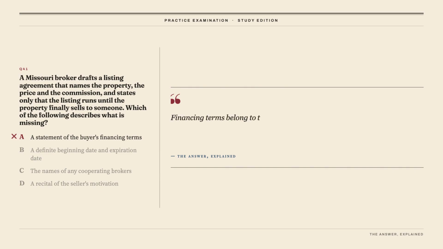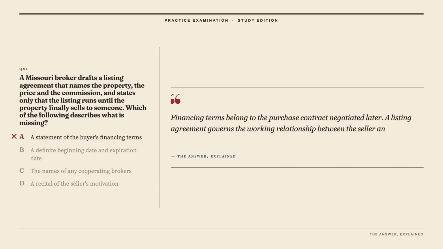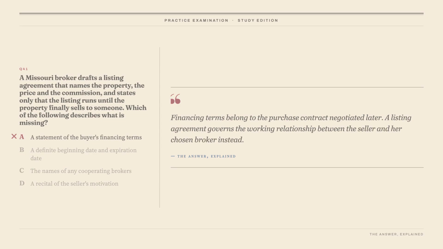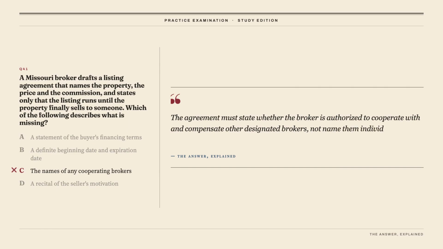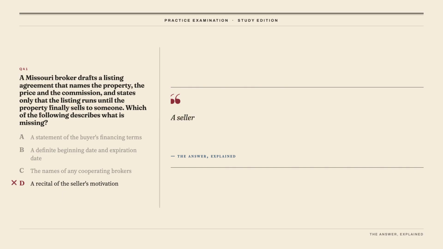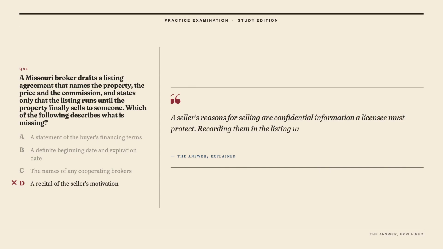A is wrong because financing terms belong to the purchase contract negotiated later. A listing agreement governs the working relationship between the seller and her chosen broker instead. C is wrong because the agreement must state whether the broker is authorized to cooperate with and compensate other designated brokers, not name them individually. Cooperating firms are unknown at listing. D is wrong because a seller's reasons for selling are confidential information a licensee must protect. Recording them in the listing would be the opposite of what the rules contemplate.